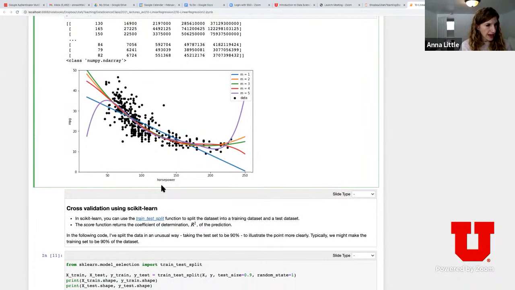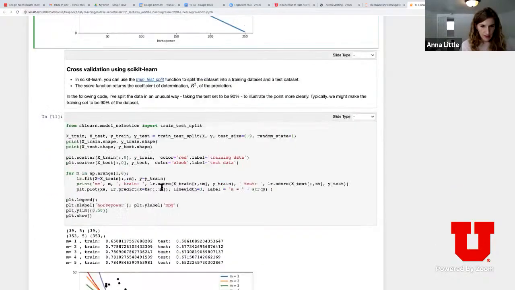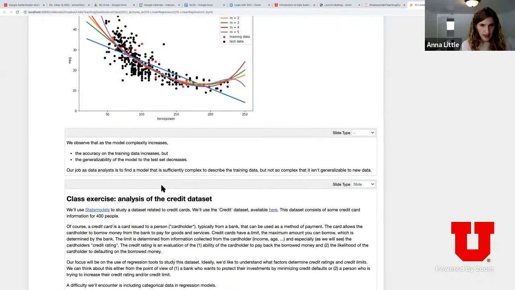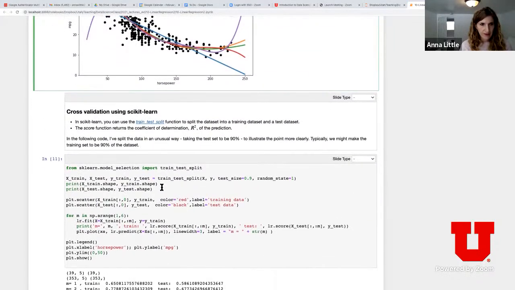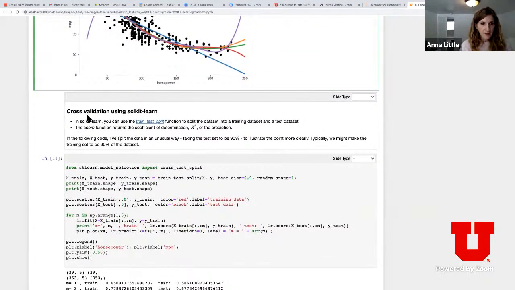Let's go through this and then we'll take our break. I don't think that'll take long. So now let's see specifically how we can do cross-validation. In scikit-learn, you can use the train test split function to split the data set into a training data set and a test data set. The score function returns the coefficient of determination, R squared, of the prediction.